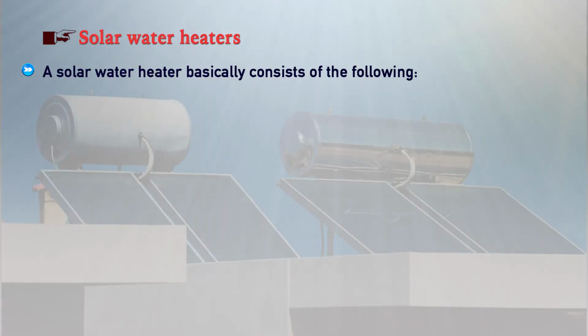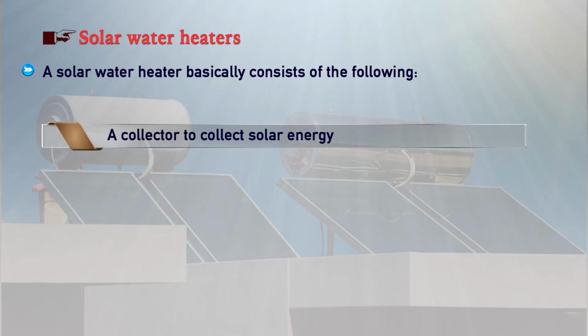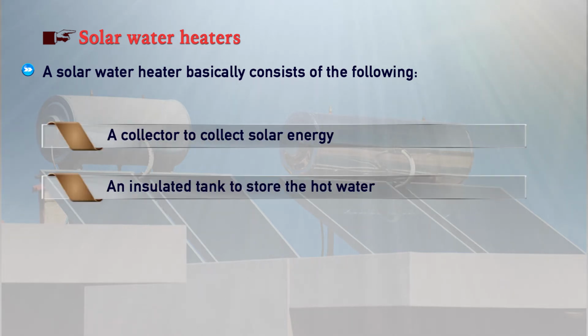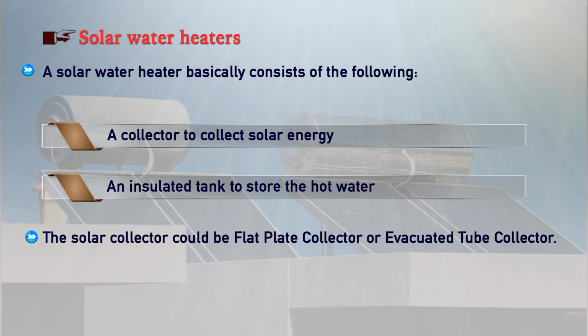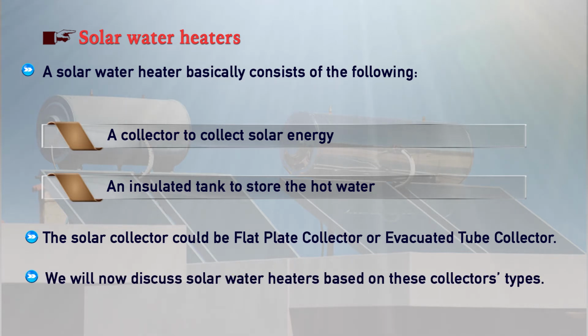A solar water heater basically consists of the following. One is collector to collect the solar energy, and second one is an insulated tank to store the hot water. The solar collector could be flat plate collector or evacuated tube collector. Now we will discuss solar water heater based on these collectors type.